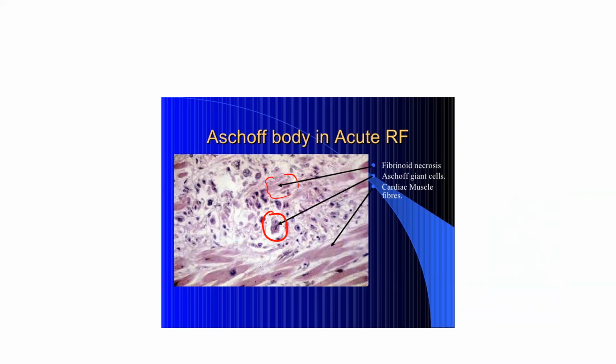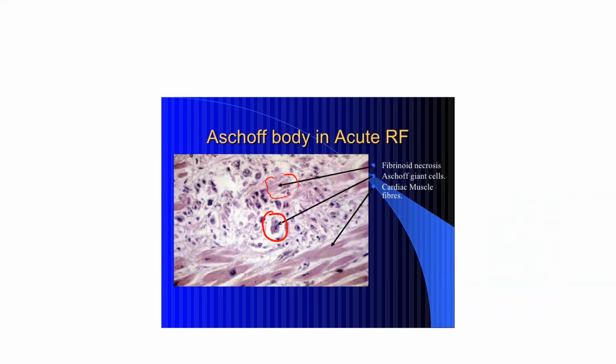Okay, these Aschoff bodies are small granulomas, and there is a central zone of fibrinoid necrosis. You can see the central zone of fibrinoid necrosis. It is surrounded by lymphocytes and plasma cells, and you have these Aschoff giant cells also. In fact, these Aschoff bodies persist for many years in chronic rheumatic inflammation.